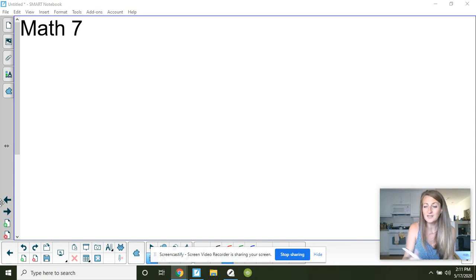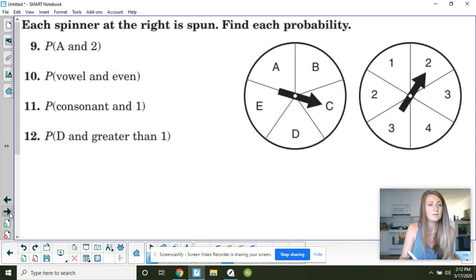Let's look at some example problems. Compound probability is kind of like a compound word, 2 words put together. We've been doing compound probability, and that's 2 events put together. So let's look at this. We have 2 spinners, and they're both spun.